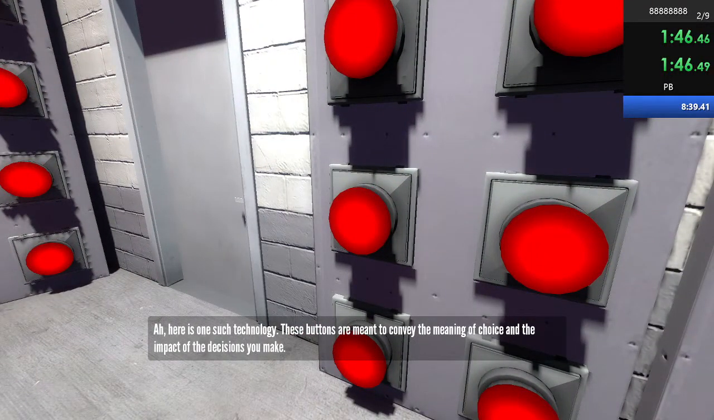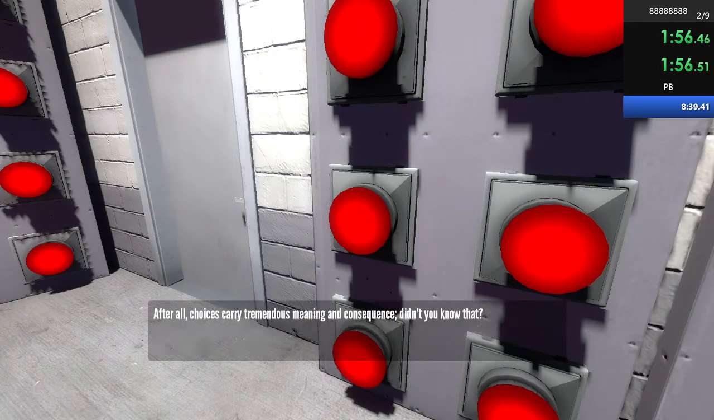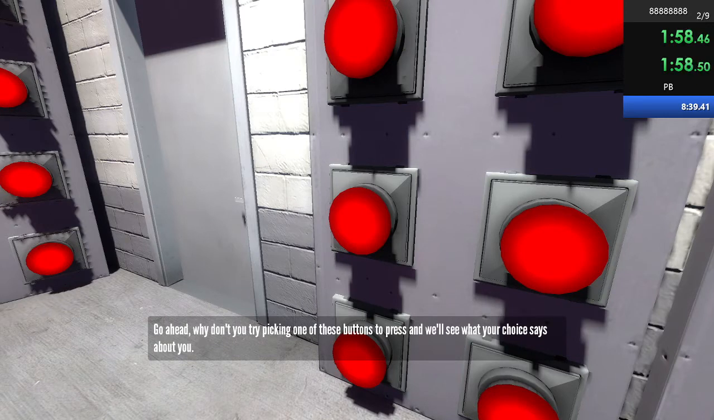These buttons are meant to convey the meaning of choice and the impact of the decisions you make. After all, choices carry tremendous meaning and consequence. Didn't you know that? Go ahead. Why don't you try picking one of these buttons to press, and we'll see what your choice says about you.